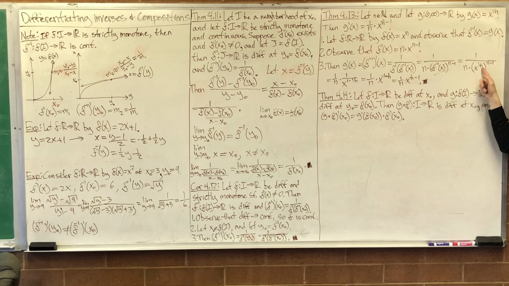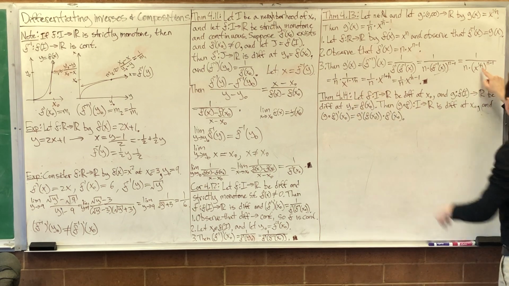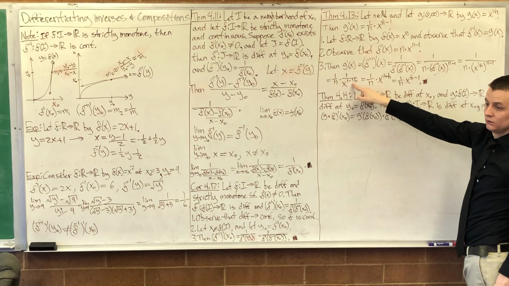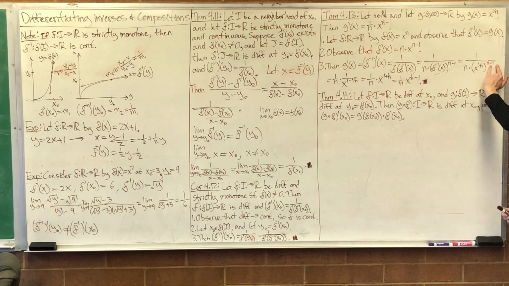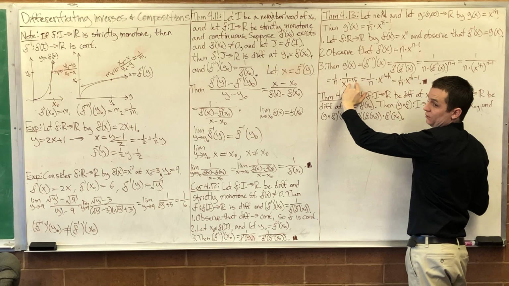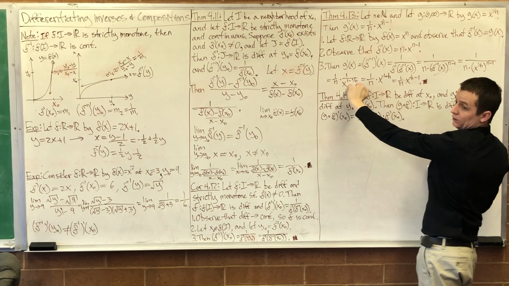Remember, when you have exponents like this, you multiply the exponent. What's 1 over n times n? 1. What's 1 over n times negative 1? Negative 1 over n. This is an exponent. This is an exponent. Multiplying the exponents, you get that. Right?